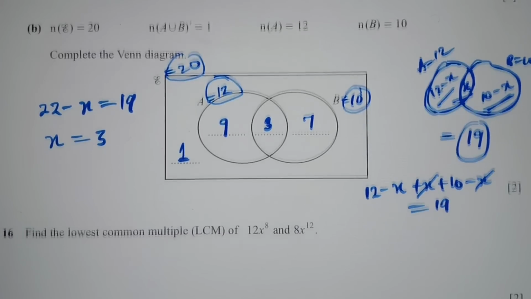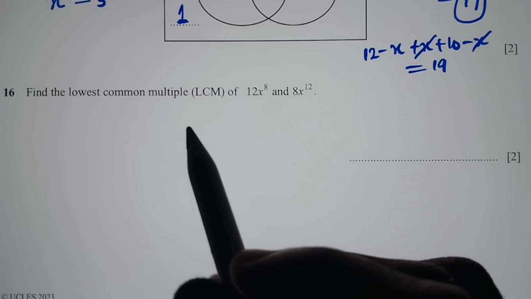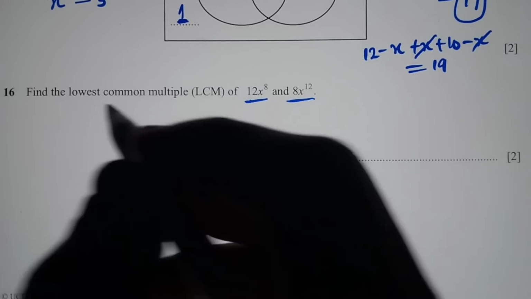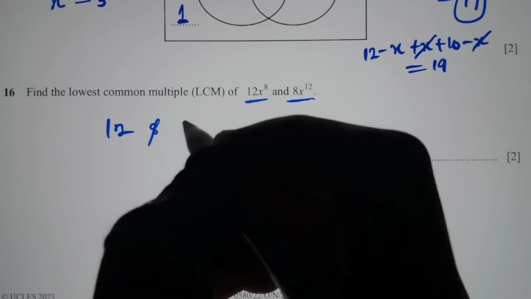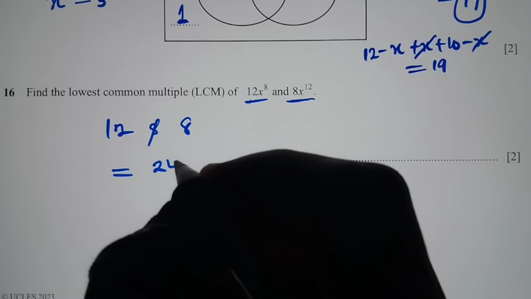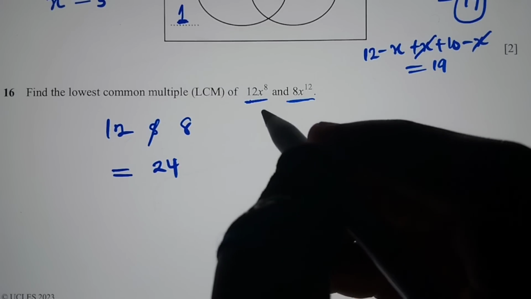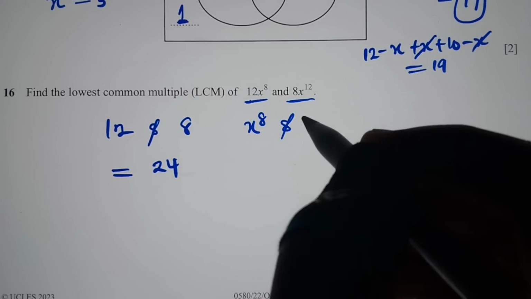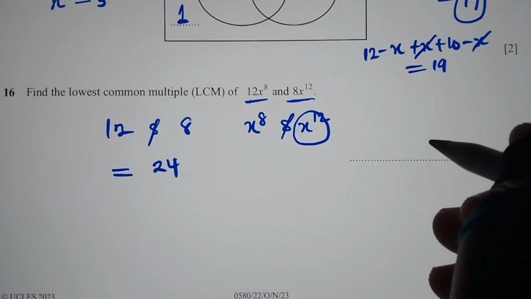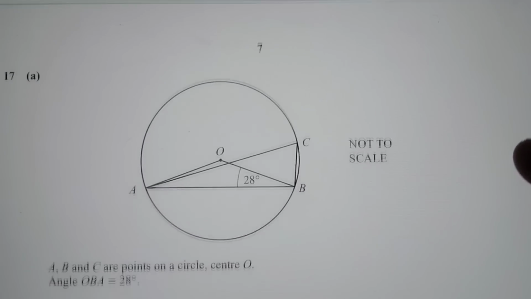So moving on to question number 16. Question number 16 says, find the lowest common multiple of this and this. We start with 12 and 8. For 12 and 8, the LCM is going to be 24. The lowest common multiple is 24. And then for x raised to power 8 and x raised to power 12, it is going to be x raised to power 12. So our final answer is 24x raised to power 12. Moving on to question 17.